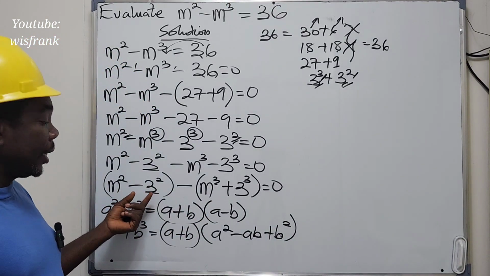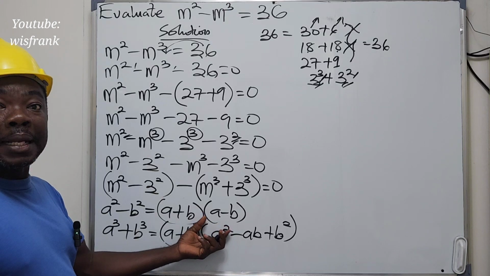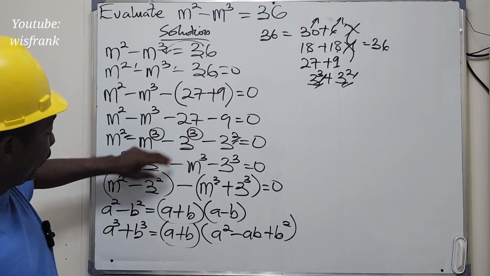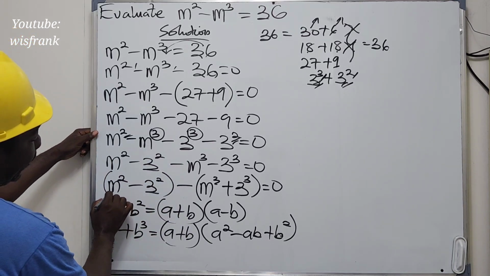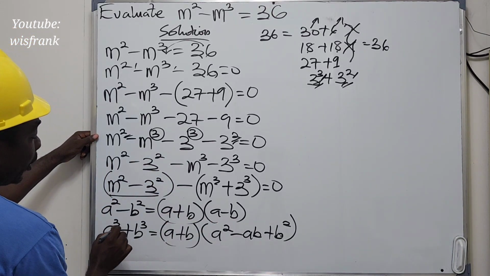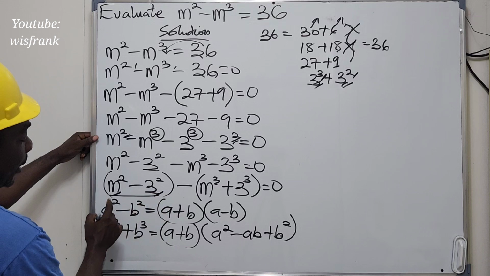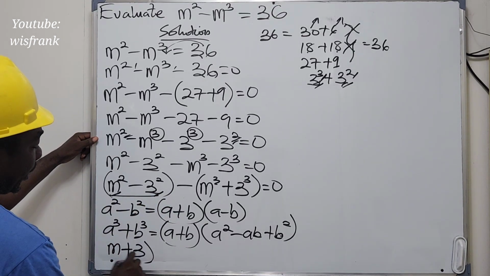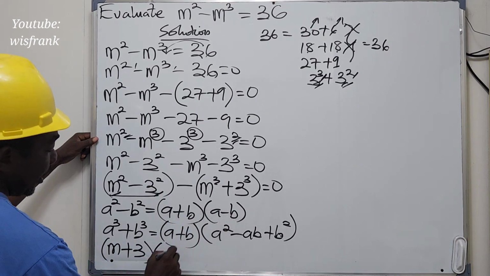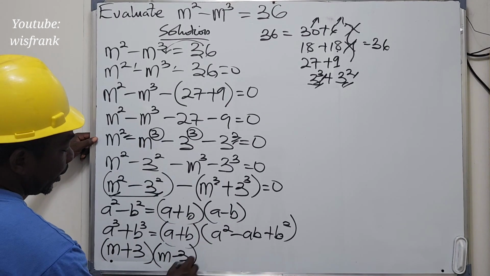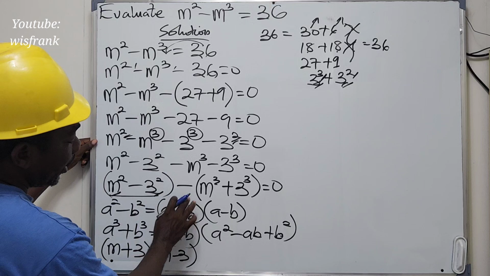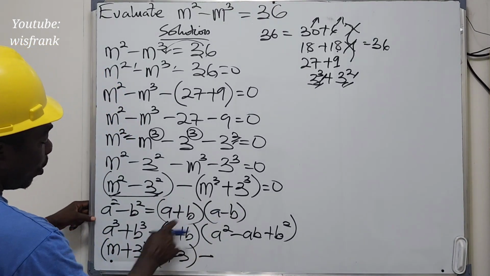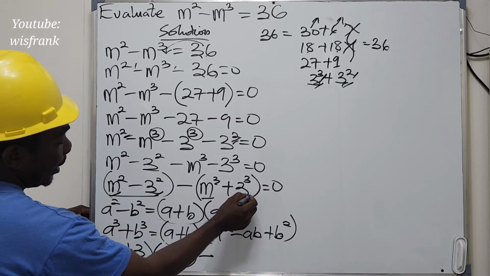If we represent each of these parentheses as its solution on the left hand side, because this is our a and this is our b, this will give us m plus 3 all into m minus 3. This is for this first one. Then a negative sign divides these two parentheses. Then the second one, we have this as our a and this our b.